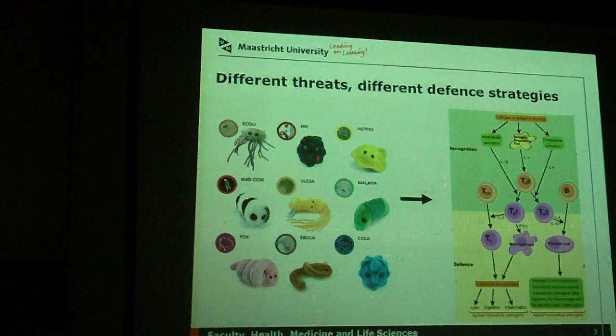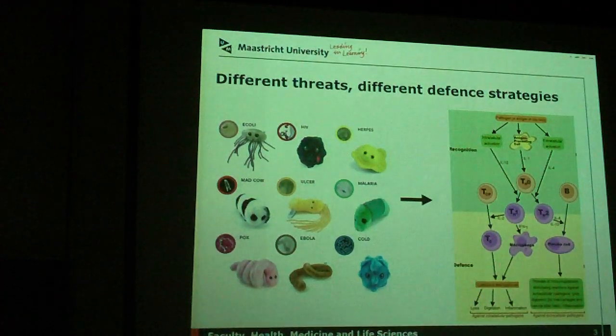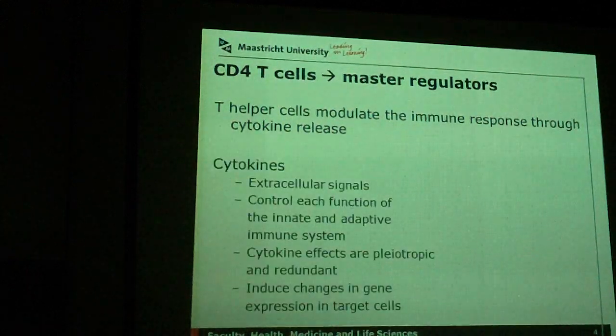Very crucial in directing which response is needed, the B-cell response or the cytotoxic T-cell response for viruses, for example, is determined by the helper T-cell compartment. So CD4 T cells really direct which response is going to happen and which one is ideally suited to deal with these specific targets. CD4 T cells can be regarded as master regulators of the immune system. They do this by secreting cytokines, and cytokines are really the language used by your immune system to communicate between different cells.